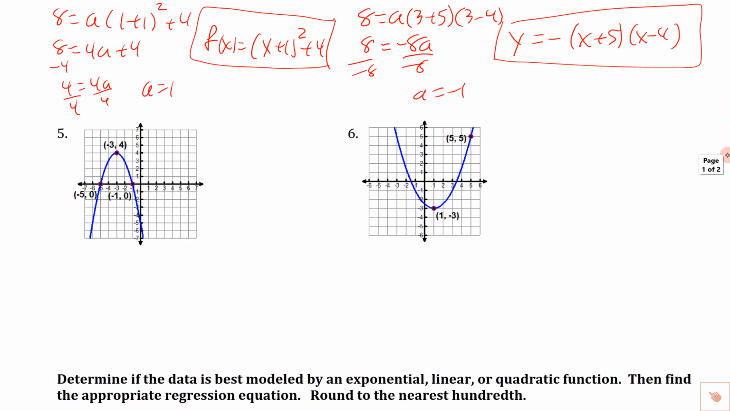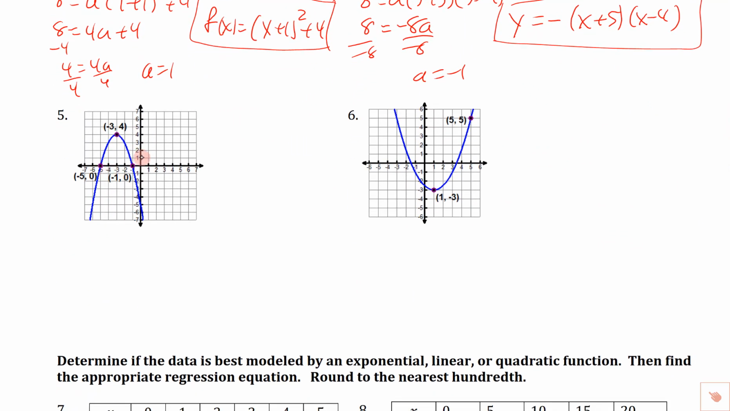Same type of information, but this one we've got in graph form. So you'll notice that on number 5, we've actually got the vertex and we've got the roots. So either way would be fine. I'm going to go ahead and do this in vertex form first. This is going to be y equals a times (x minus minus 3), so that's going to count as a plus 3, squared, plus 4. And then I'll pick one of these to plug in. I think the (-1, 0) would be easiest.